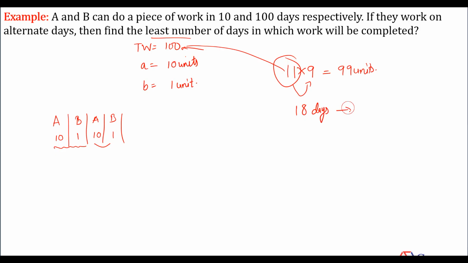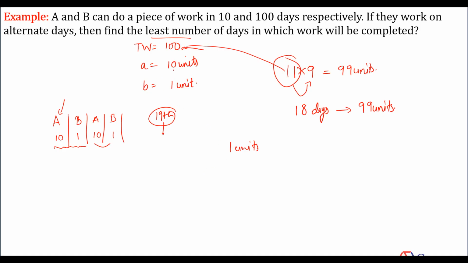So, can I say by the end of 18 days, they must have finished how many units? 99 units. How much work is left? Out of 100, they've already finished 99. 1 unit of the work is still left. Whose turn is it now? I can see that A will be working on the odd number of days. The next turn would be the 19th day. That means A will come and finish the remaining work.